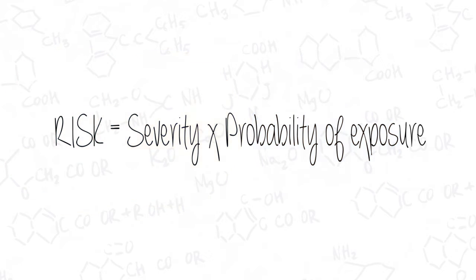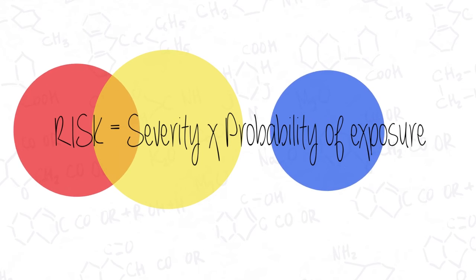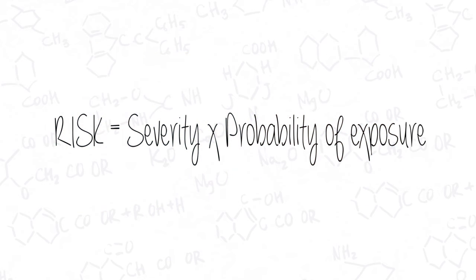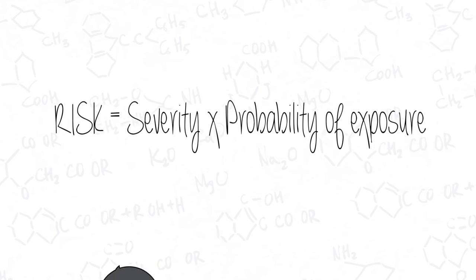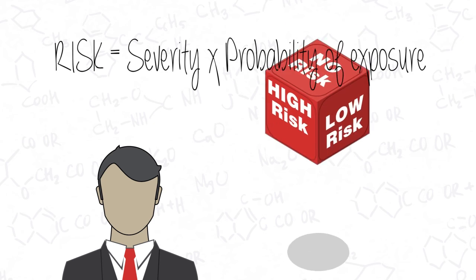So, for example, if the severity of a hazard is high, but the probability of exposure is very low, then risk is not as great as it would be if the probability of exposure also were high. Understanding the effect of severity and probability of exposure on risk makes it easier for food safety managers to rank potential hazards in terms of risk.